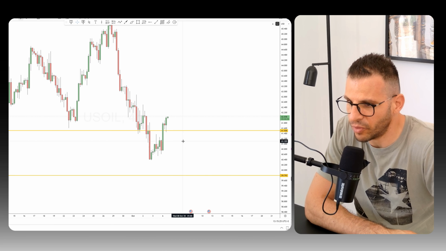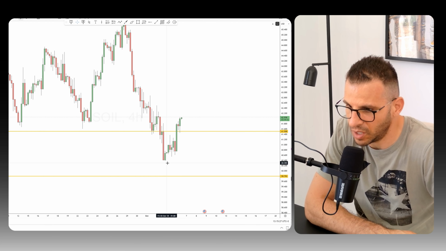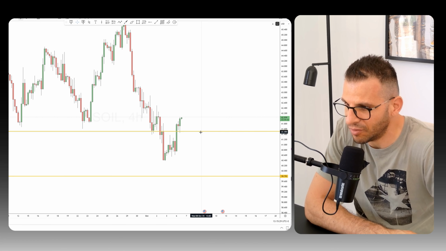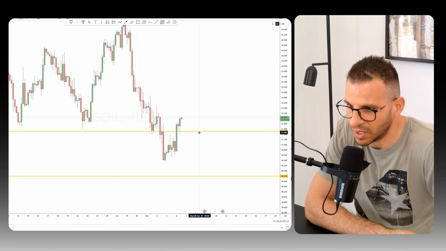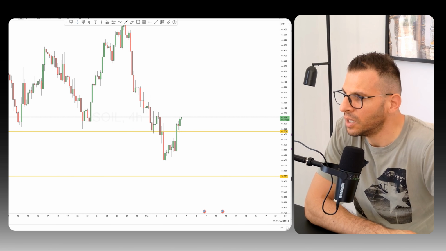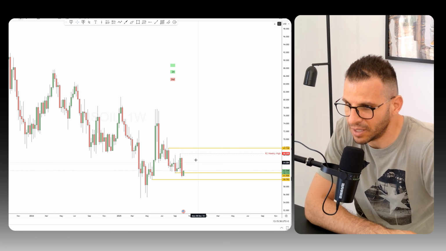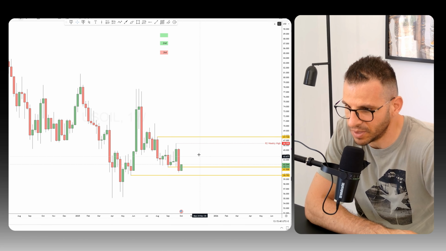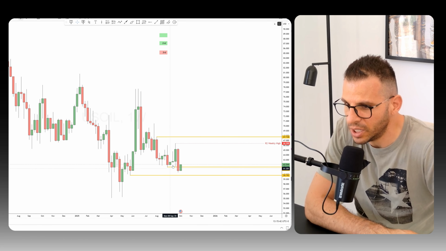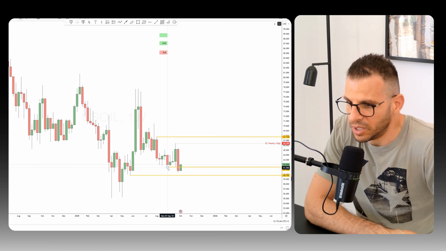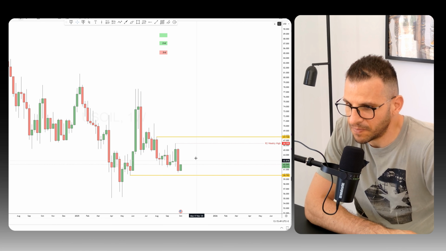US oil on the 4-hour time frame, the price closed below this key level of support around $61 per barrel. Then it closed above. I believe we need to see a higher time frame in this case to understand a bit better the bigger picture. So this level broke quite easily. I will delete this line.